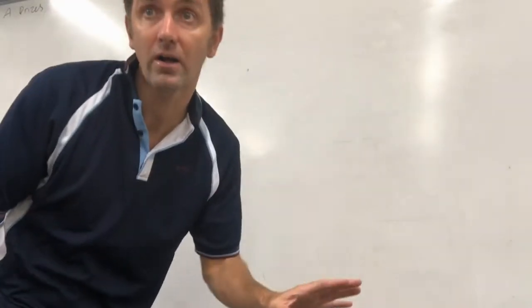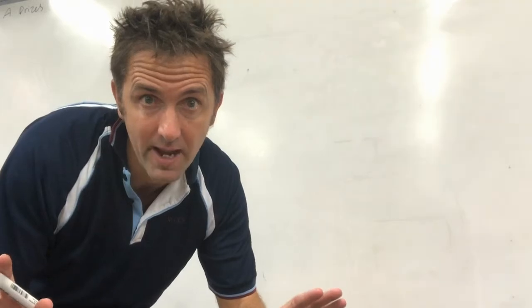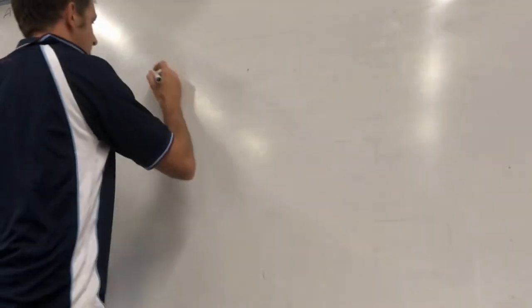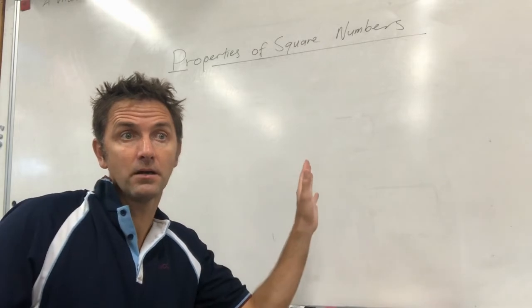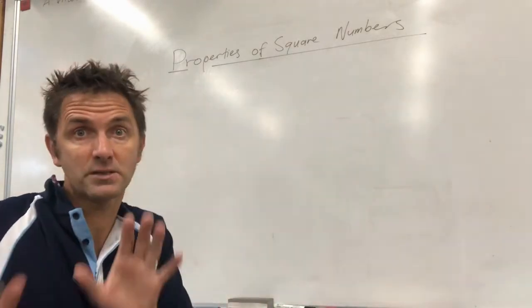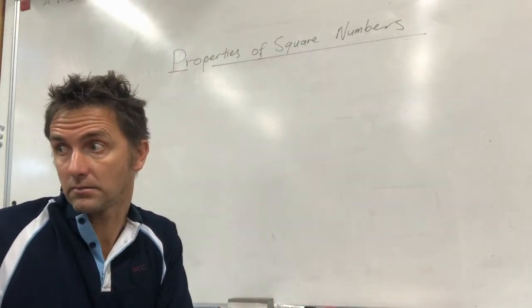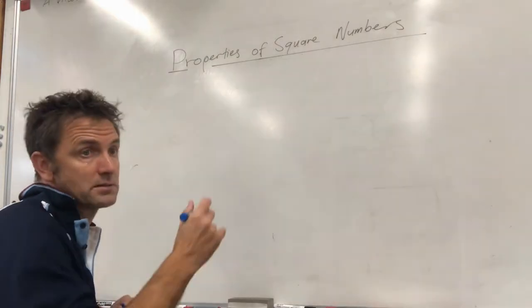We're going to have a mini title in our work. It's called Properties of Square Numbers. Write that down. Okay, we're back. We've written that down. Now, first of all, let's write down the square numbers we know. We're going to do a little box up here.